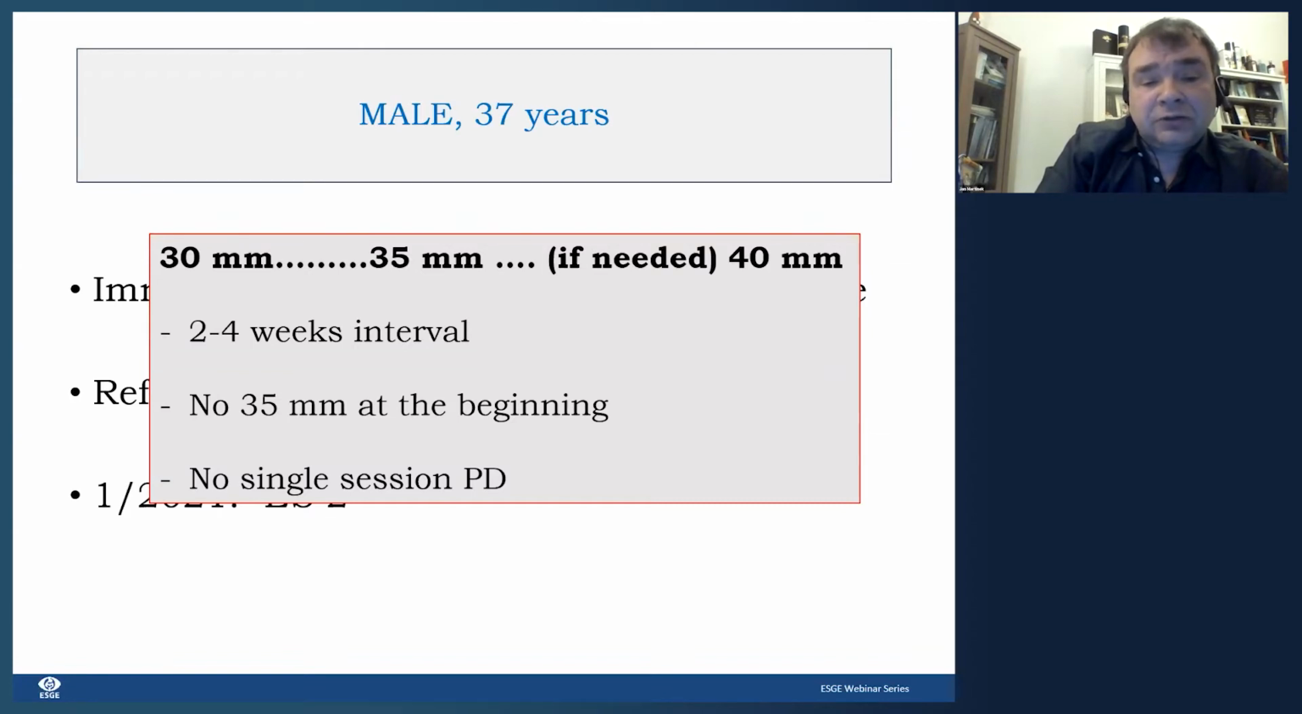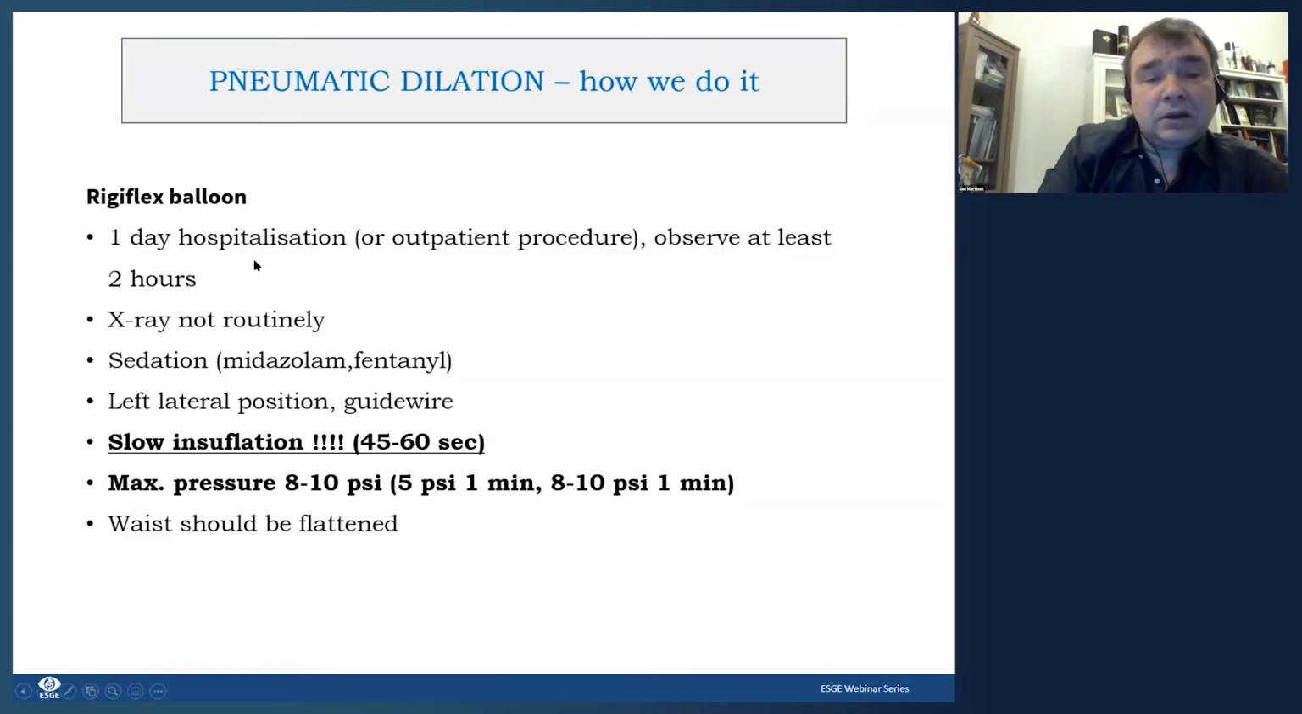And note, not a 35 millimeter balloon at the beginning, because there is a high risk of perforation, and no single session of PD, but some patients, we must be ready for that, will refuse the second session of dilation. In our department, we do this procedure either keeping the patient 1 day in a hospital, or we do it also as an outpatient procedure.